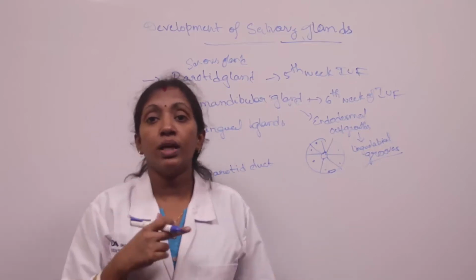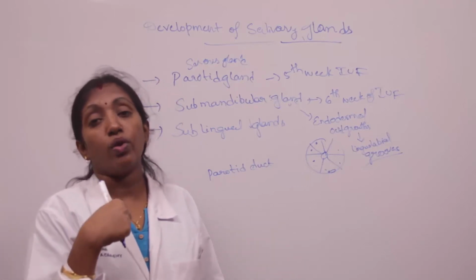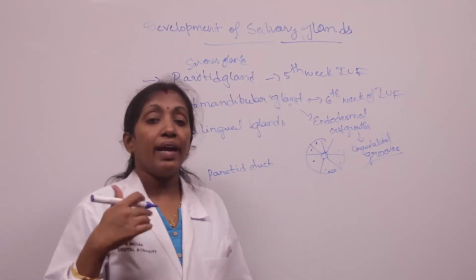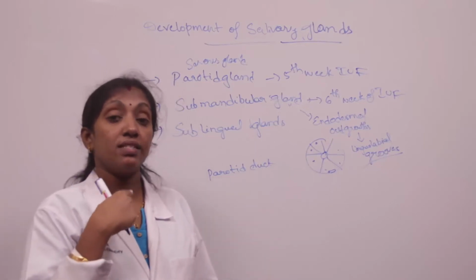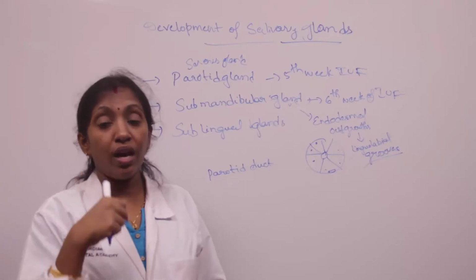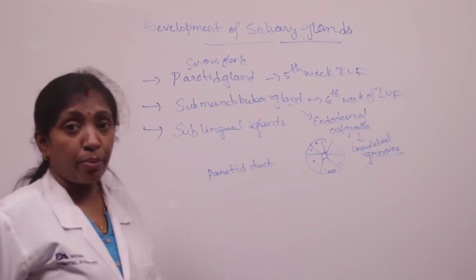We know that the frenulum linguae is nothing but a mucous fold which attaches the tongue to the floor of the mouth. We can see it by raising the tongue upwards, the mucous fold which attaches the lower surface of the tongue to the floor of the mouth. So that's about the submandibular gland development.